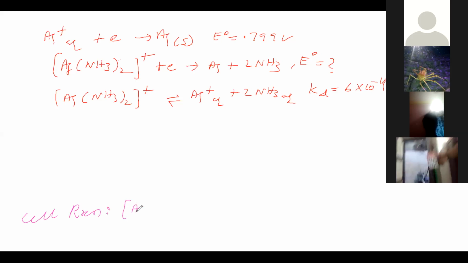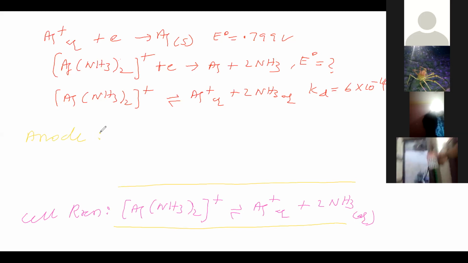What is the cell reaction here? Ag(NH3)2 plus complex, which gives Ag plus aqueous and ammonia. It is a cell reaction. So we got a cell reaction, which means we have to write the anode and the cathode. These two things we have to write.